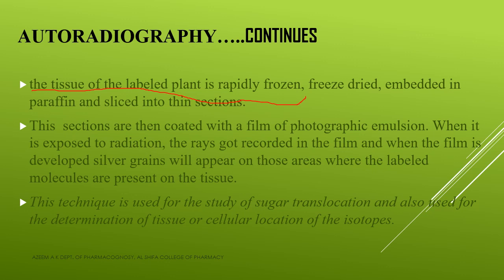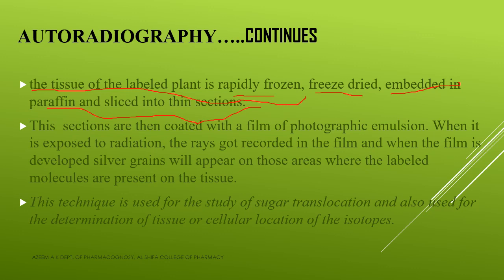After insertion of this photographic plate, you have to keep it for some time, then you have to take the tissue of the labeled plant, and it should be rapidly frozen, then freeze dried, then embedded in paraffin and sliced into thin sections with the help of a microtome. Clear? So first a radio labeled compound is introduced into the metabolic pathway of a plant. Then a photographic plate should be inserted there.